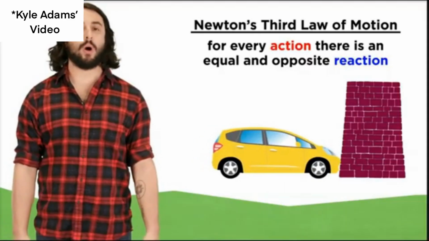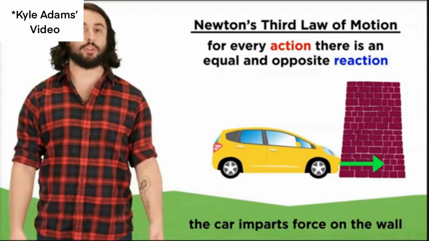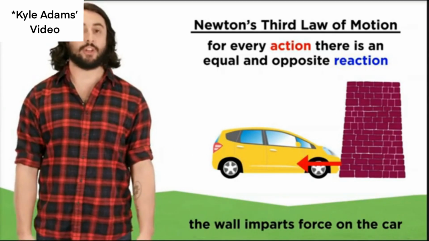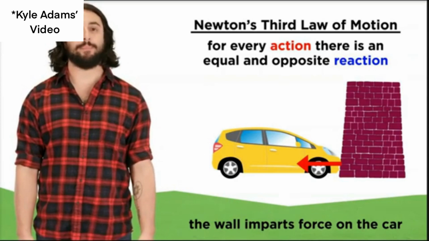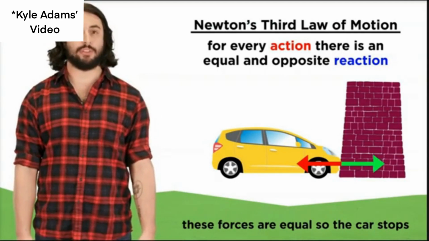If dropping a bowling ball in water breaks the molecular bond of the water, it would cease to be water and become an H and two oxygens. Think of a car hitting a brick wall. The car imparts an action force on the wall from its motion, and the wall imparts a reaction force right back on the car, bringing it to a quick stop. These vectors are equal in length and point in opposite directions.